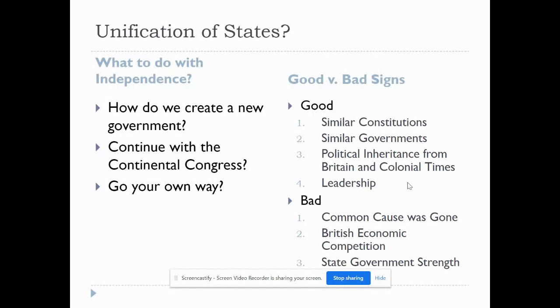British economic competition, and this ended up being true, is very staunch. We are not set up to be an independent country economically. We've been dependent upon the British for so long, and the British have basically made us second-class citizens economically for so long that there's not much we can do. So British economic competition is certainly going to hinder us because mercantilism has put a huge problem out there for the colonies, now states. And of course, state government strength, they're untested. We don't know if this is really going to work.